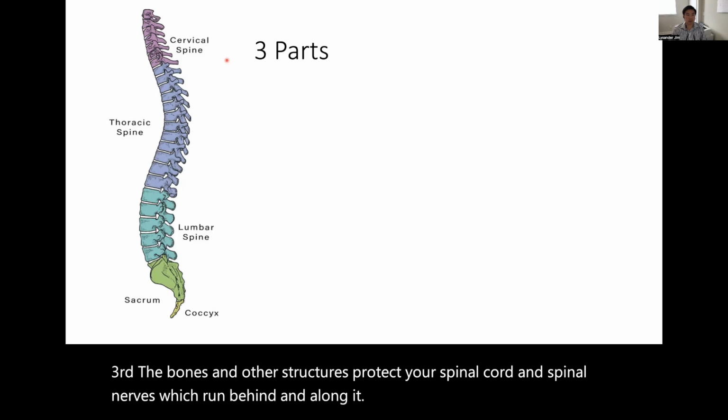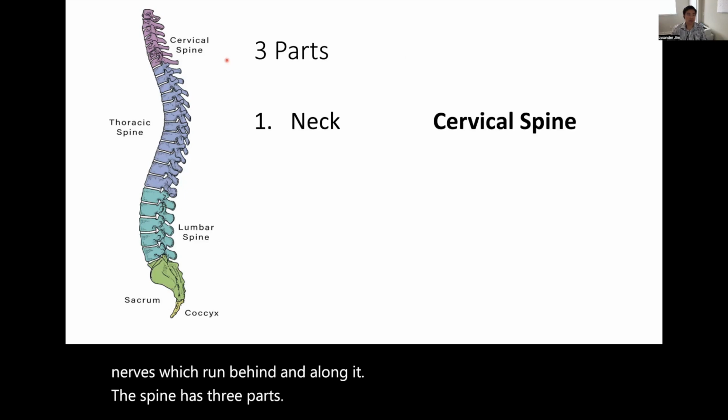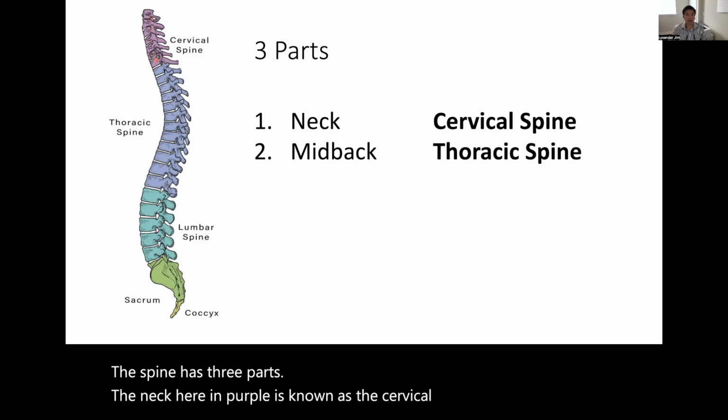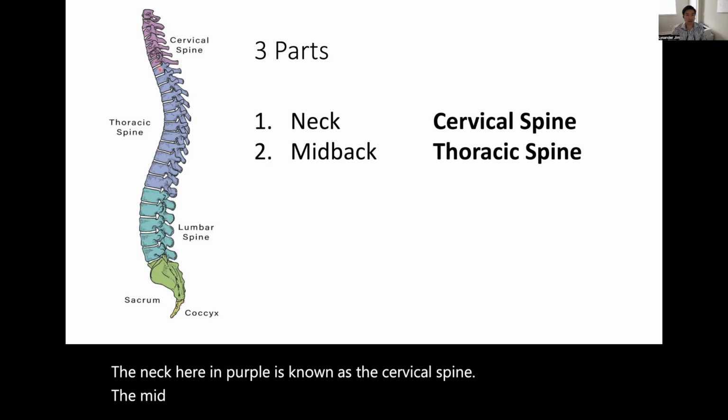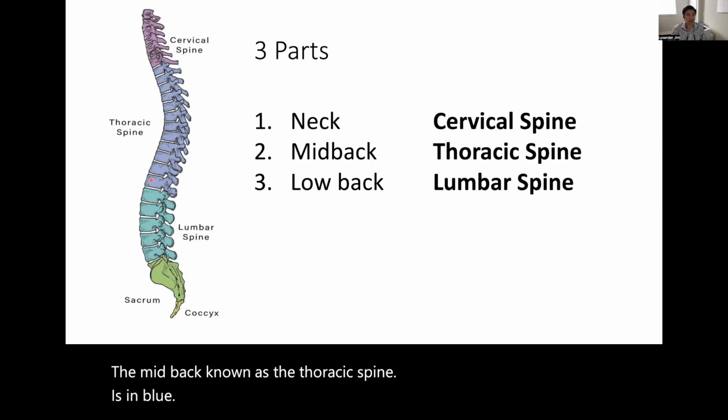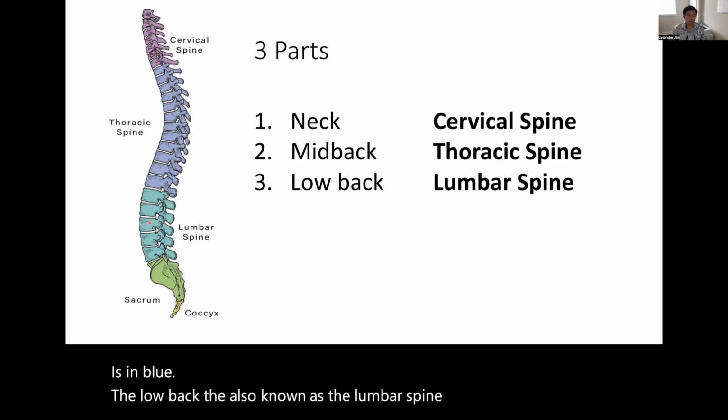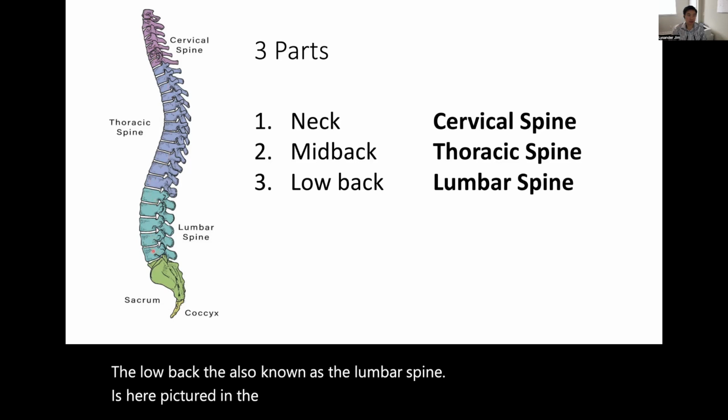The spine has three parts. The neck, here in purple, is known as the cervical spine. The mid-back, known as the thoracic spine, is in blue. The low back, also known as the lumbar spine, is here pictured in this turquoise color.